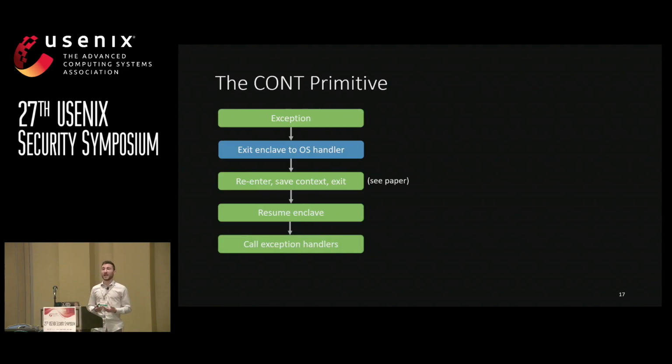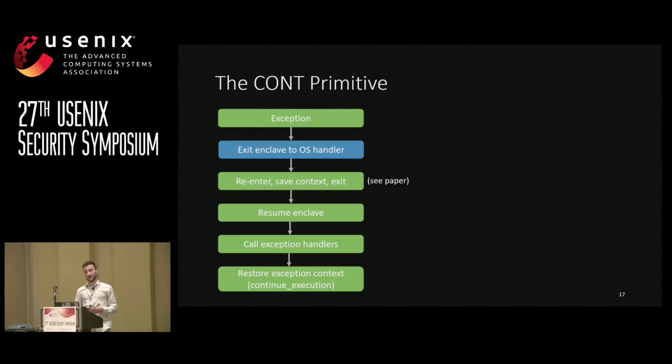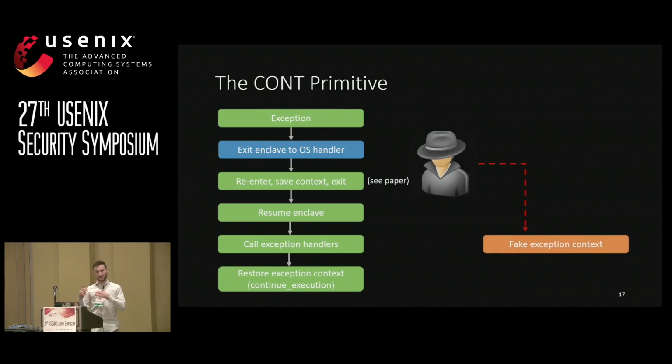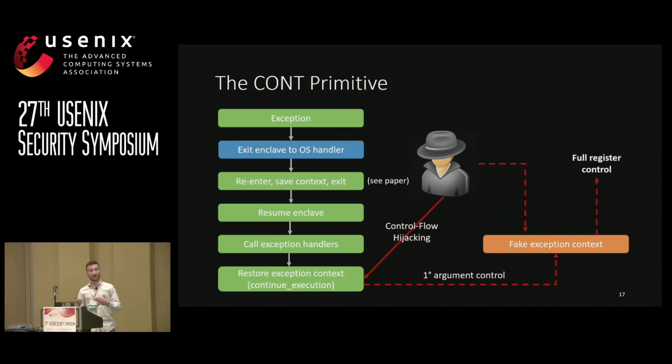And if the exception handlers determine that we can resume from that exception, then the TRTS restores the saved state. And we can abuse this in very much the same way as we did with the ORET. So the attacker creates a fake exception context, and then hijacks control flow into that continue execution that restores the context. This time, with this primitive, we get full control of the CPU state.